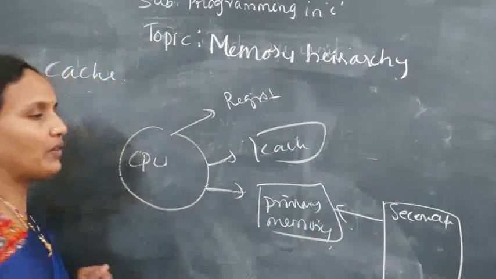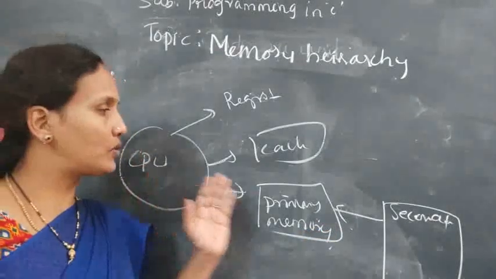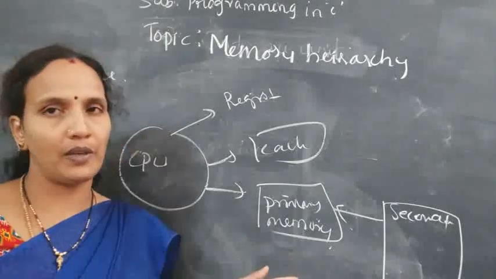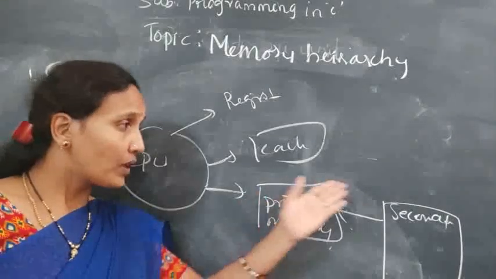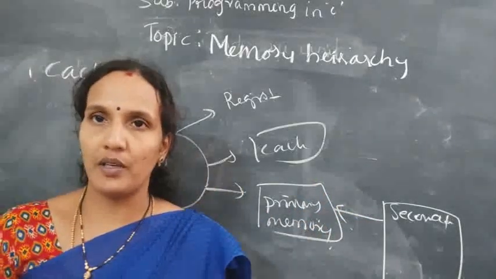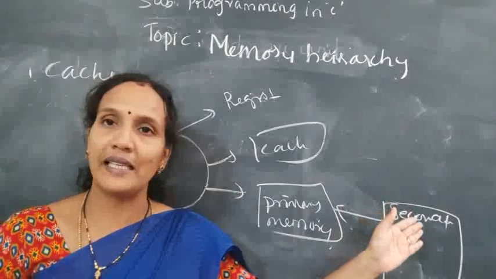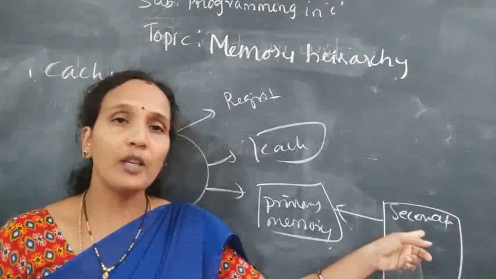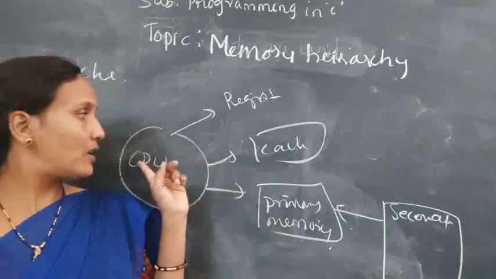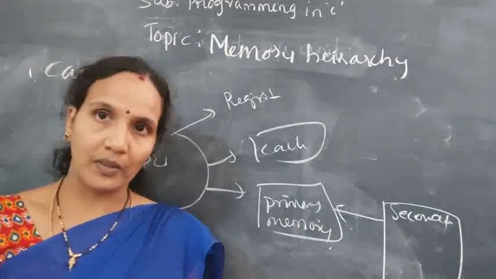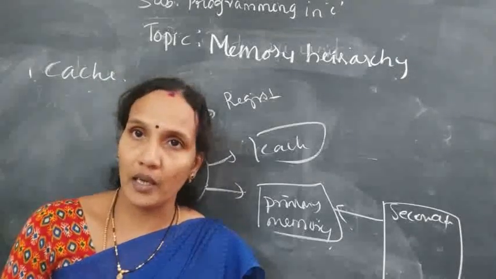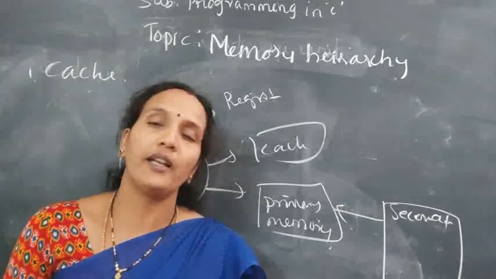So here, whatever programs you want to execute, that program should be in the primary memory. The CPU can directly contact the primary memory. So if your file is not there in the cache memory, and it is there in the secondary memory, then that secondary memory file should be transferred to your primary memory, and the CPU will take information from the primary memory. Understood? The CPU cannot directly communicate with the secondary memory.